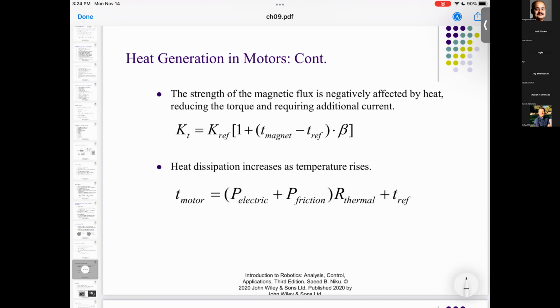So, there is a question on impedance. Let me talk about impedance. Impedance by definition is force divided by velocity.